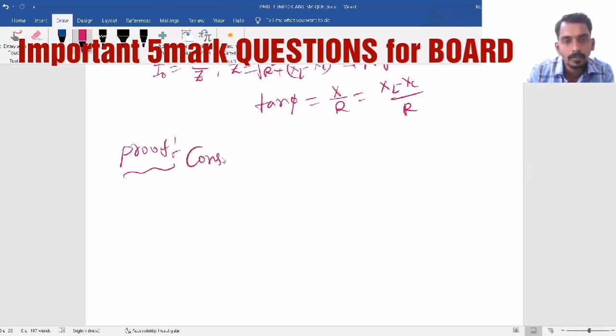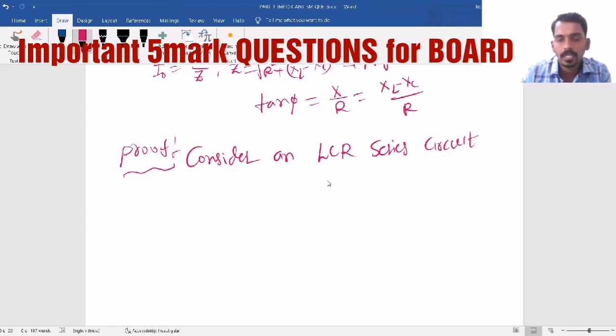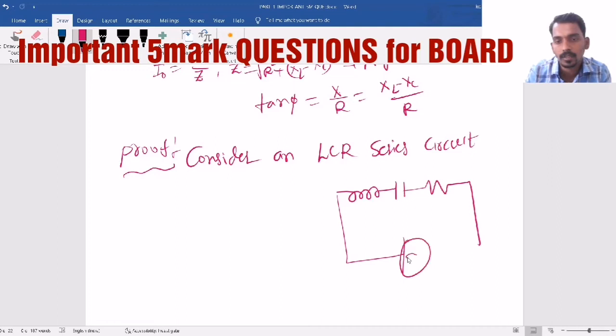Now, consider an LCR series circuit. So there is one LCR series circuit: one inductor, one capacitor, one resistor, connected in series across one alternating source V equal to V naught sin omega t.